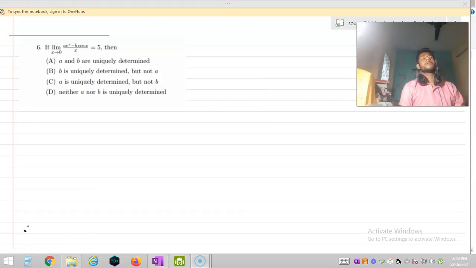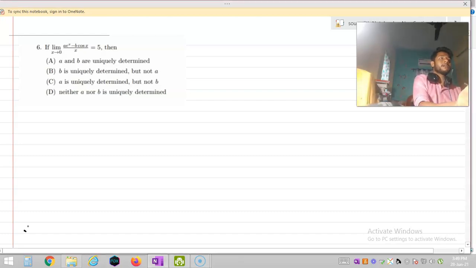Now let us solve question number 6. It's a very good and very easy question. The question says that if the limit as x tends to 0 of (a e to the power x minus b cos x) by x is equal to 5, then the options are: a and b are uniquely determined, b is uniquely determined but not a, a is uniquely determined but not b, neither a nor b is uniquely determined. So we have to find the correct option.